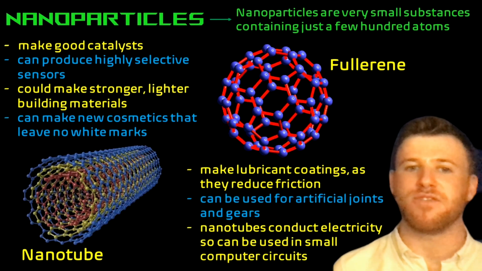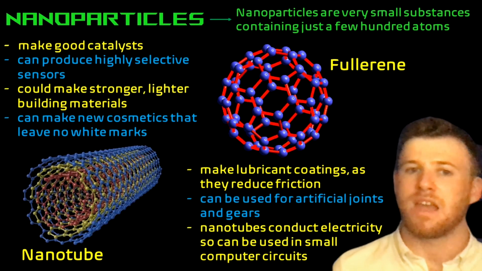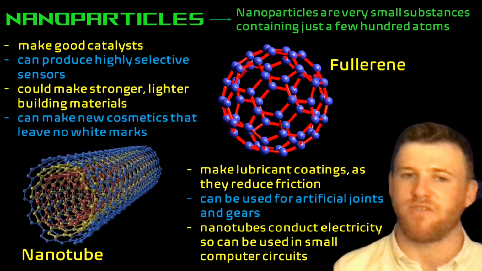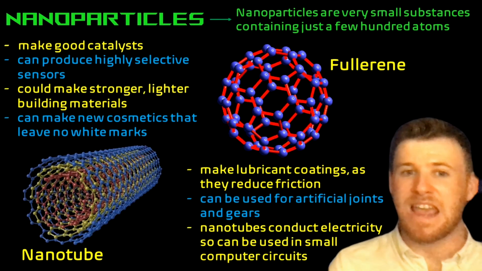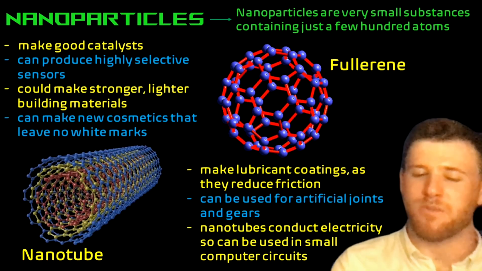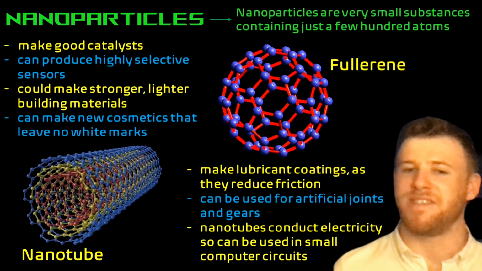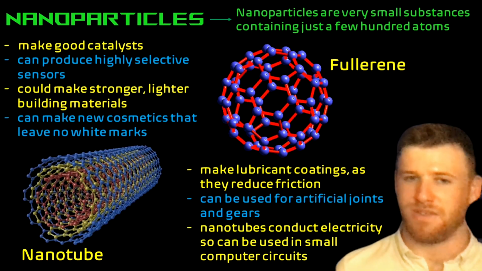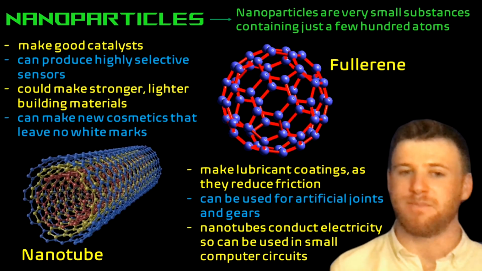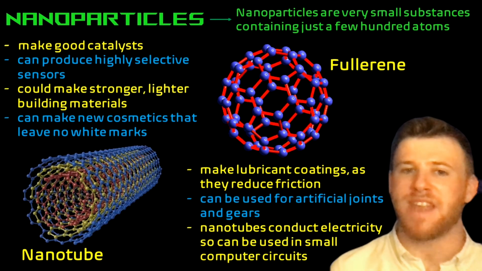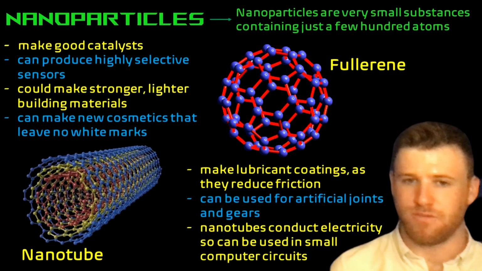They can also be used for stronger, lighter building materials, again because they're quite strong. If we look at the nanotubes, for example, they're very, very strong because they're made up from a layer of graphene, which we know from graphite contains carbon bonded to 3 other carbons using strong covalent bonds. So we've got these strong covalent bonds that need a lot of energy to break them down, making nanotubes, nanoparticles, and fullerenes all very strong and useful.